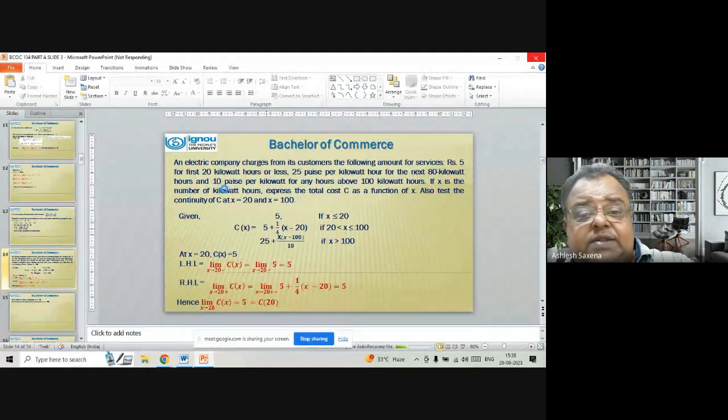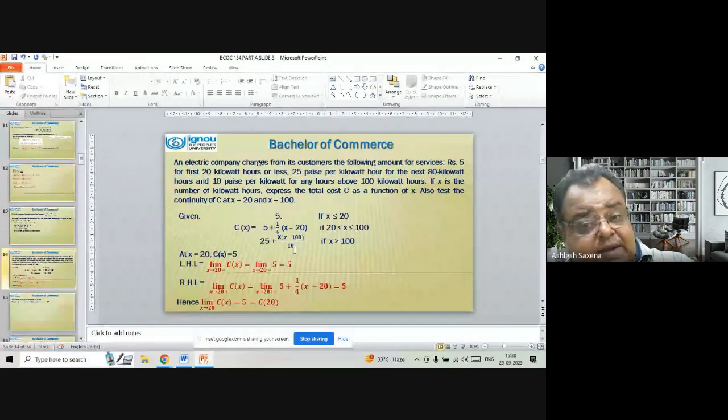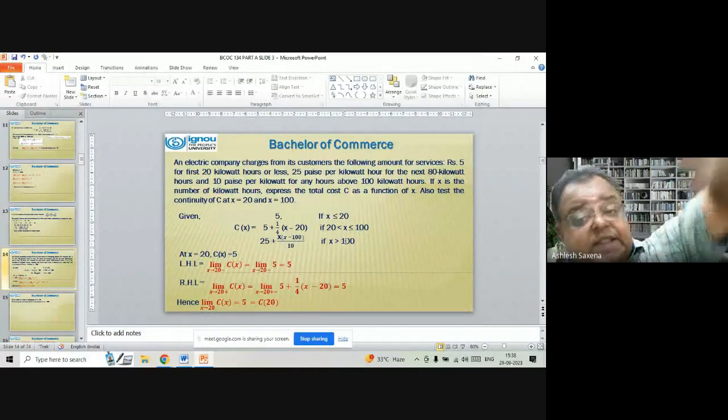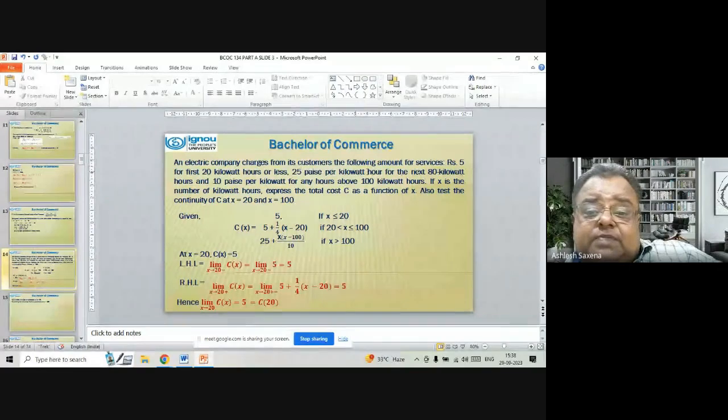The third part is 10 paisa per kilowatt hour for any hours above 100 kilowatt hours. That means this amount will be included: 25 plus (x minus 100) by 10 for x greater than 100 units. That means this problem has been converted into three conditions of cost. First one, second one, and third one.